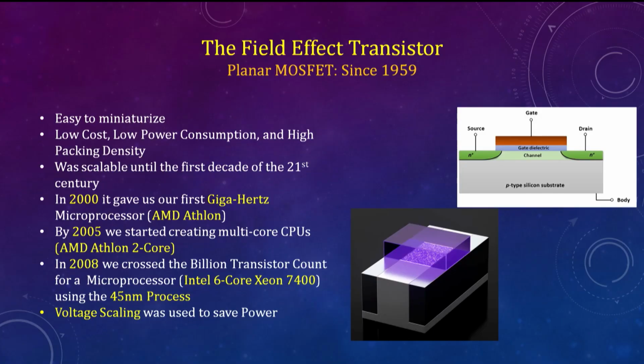Then in 2008, we crossed the billion transistor count for a microprocessor, and that one was the Intel 6-core Xeon 7400 processor, which used a 45 nanometer process technology. What is that? The 45 nanometer process technology is essentially, you can think of it as the size of the transistor in some sense. A nanometer, most of us know, is one part in a billion of a meter. It's kind of a width of the transistor in some sense. It also allowed us voltage scaling. In the beginning, you needed a higher voltage to activate these transistors, and with the field effect transistor, you could start lowering the voltage level as well.